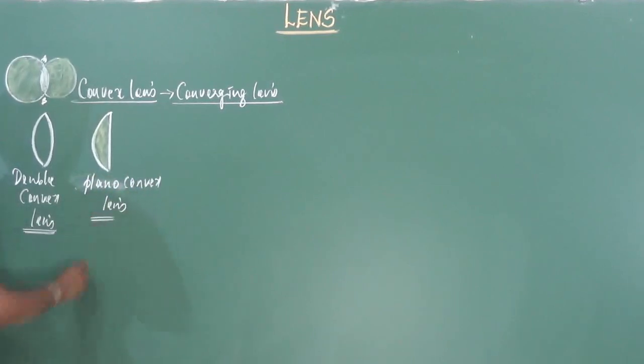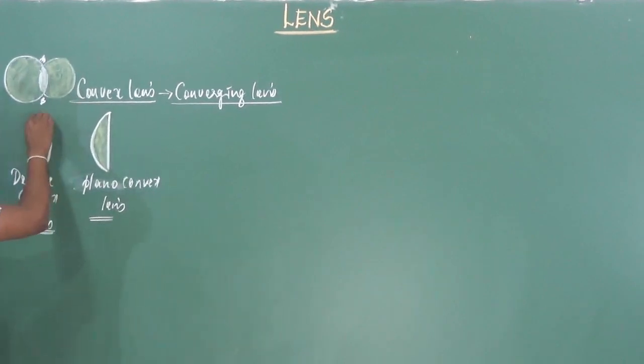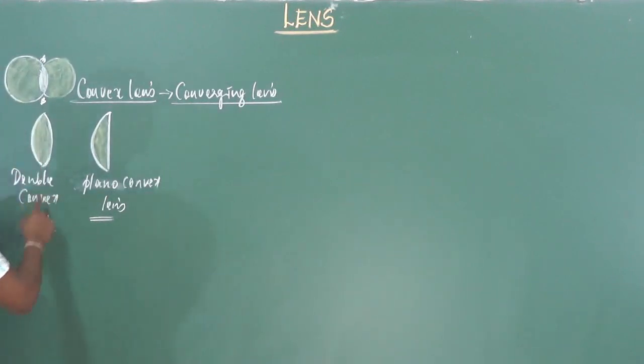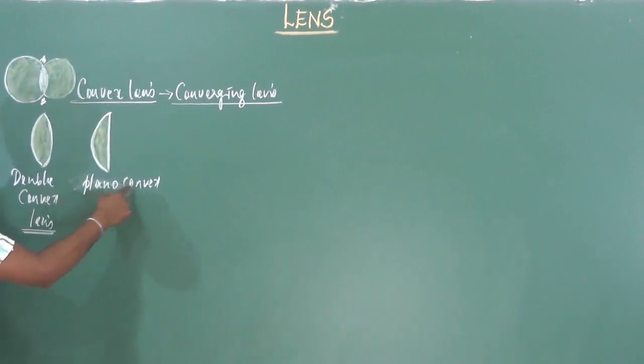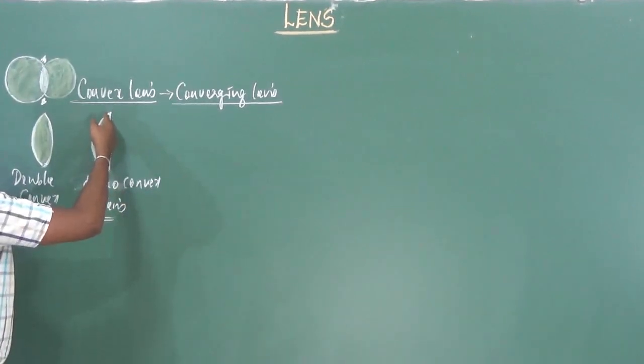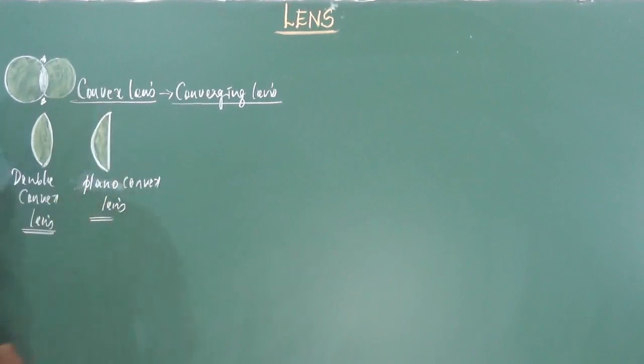This is also called a plano-convex lens. So, this is the material inside, that is the glass or whatever material we have taken. This is a double convex lens because both the surfaces are spherical. This is called a plano-convex lens because one surface is spherical and the other surface is a plane.